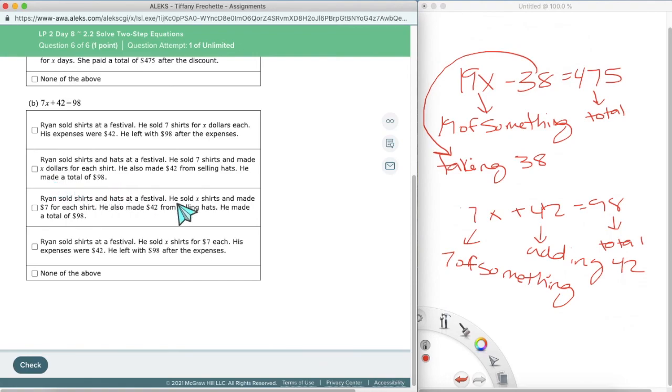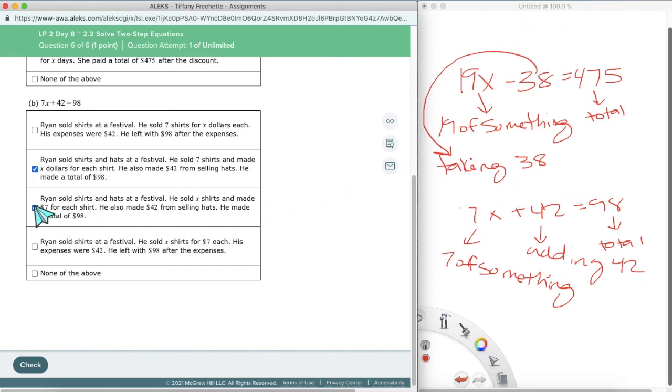So all of these pieces fit. He sold 7 shirts for X dollars. Here's a plus 42 and a total of 98. Ryan sold shirts and hats at a festival. He sold X shirts and made $7 for each shirt. Okay, so this is the same scenario, but now it's flipping it around. Now we don't know how many shirts he sold, but we know he's selling them for $7 a piece. But that still works for the multiplication. And he also made $42 from selling hats. Okay, same thing. That's a plus 42. That's an additional $42 he's making. And the total is $98.